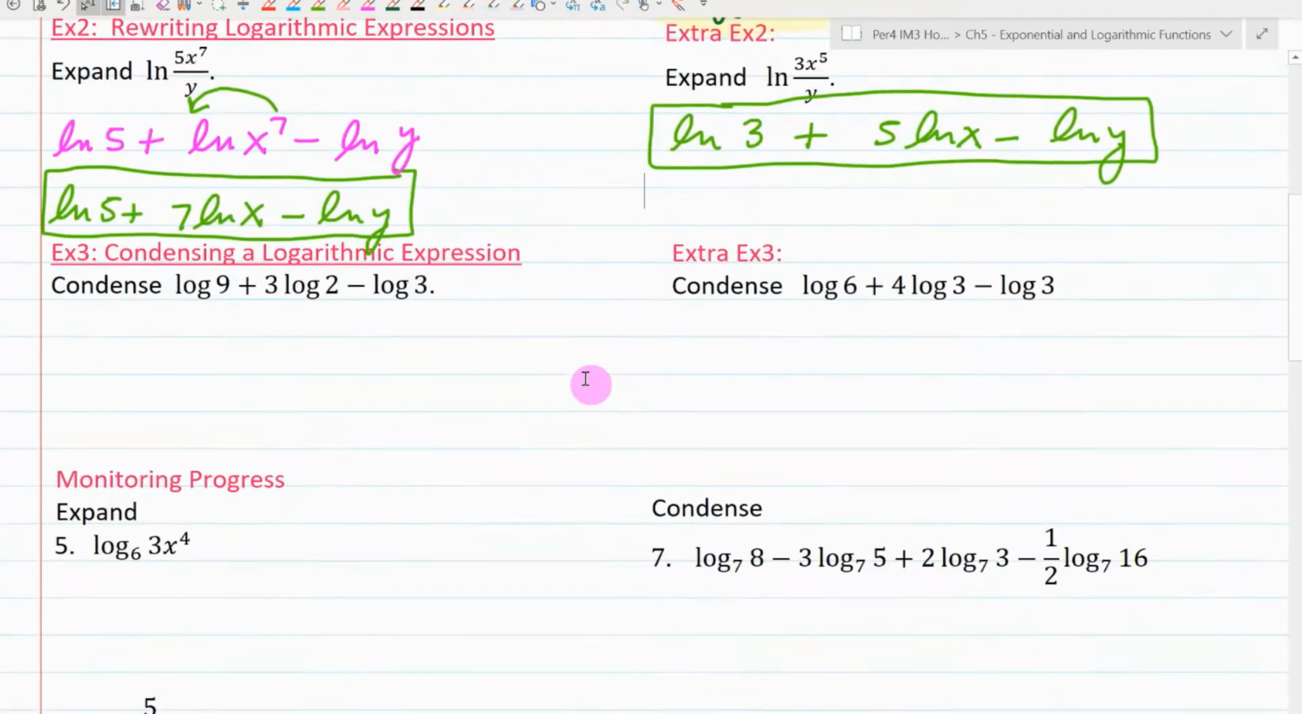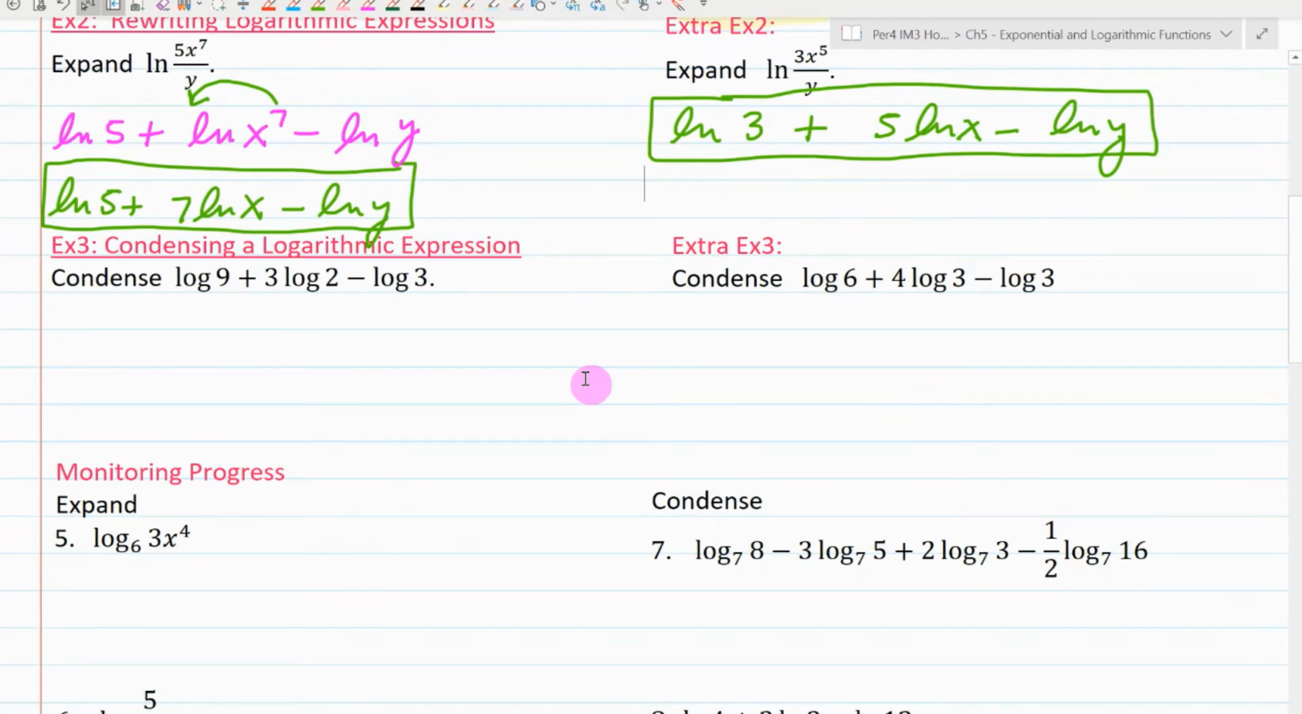All right, for the next part, we're going to put them back together. We're going to condense them. So when you're condensing logarithms, your final answer is going to have one single log in it. You're not going to have a log divided by a log or another log multiplied or anything. Just one single logarithm. These are all log base 10. The 10 isn't there. You're not going to write it.